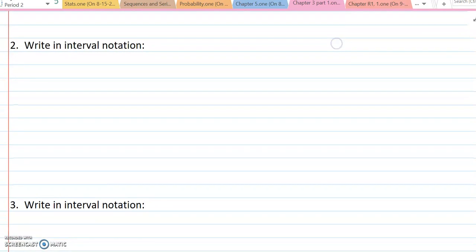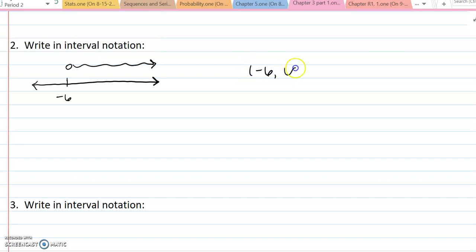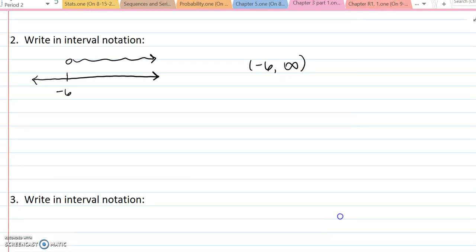Number 2, write in interval notation. -6, open circle, like this. So there is no upper bound. It continues on and on forever, all the way to infinity, and we write that as -6, infinity, both with parentheses. The parentheses on the -6 is because of the open circle. The parentheses on the infinity is because you can never reach infinity, so therefore you can never include that value.